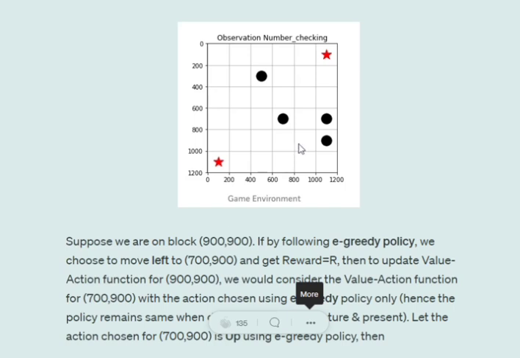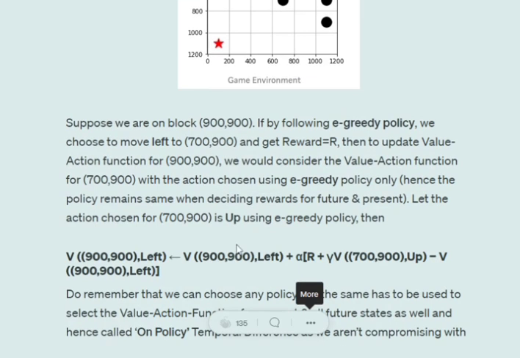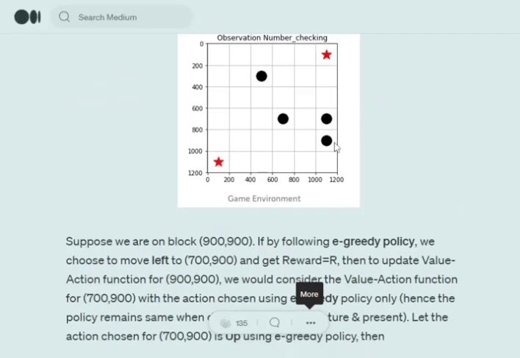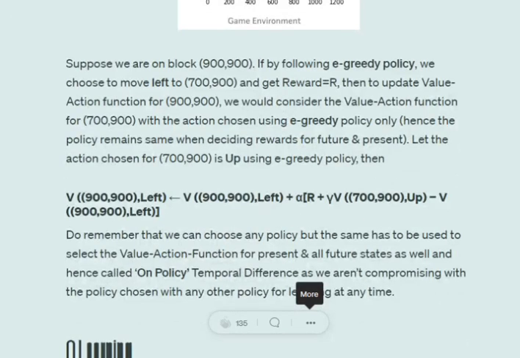So I choose to move left. I'm currently at this state. I took an action left on this particular state and I moved to the 700, 900 coordinates and get a reward R. Now to update the value function for state 900, 900, this particular cell, what function would I be using? I would be using the value function Q(900, 900, left), because this is the state and this is the action that I've taken, equals Q(900, 900, left) plus alpha times the reward that I'm getting, plus the discount factor times Q(700, 900), this is the future state that I'm coming to, comma up.